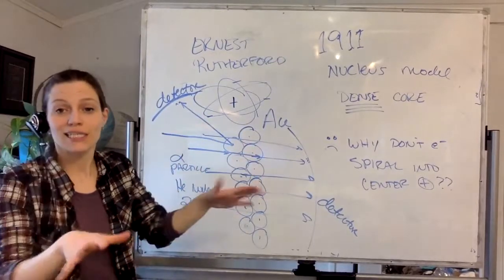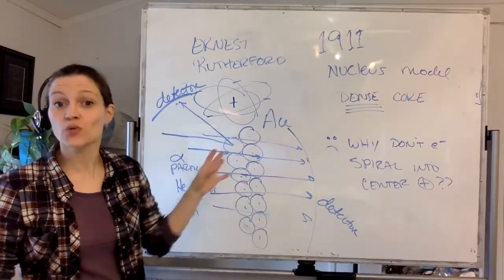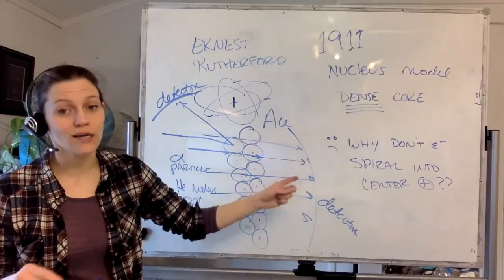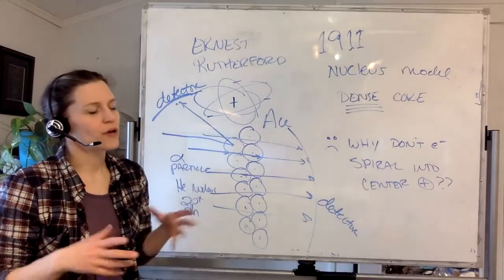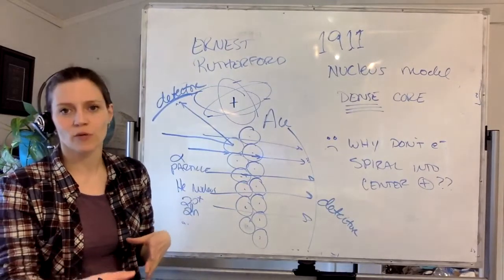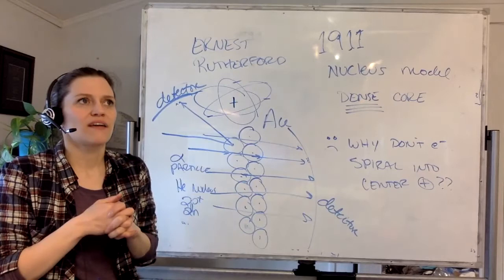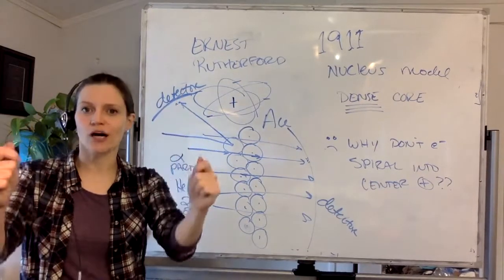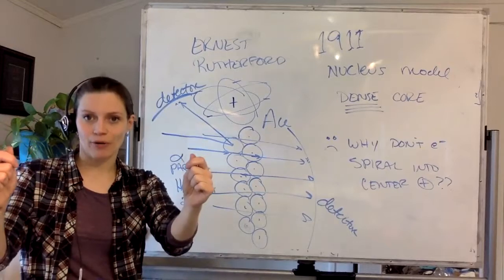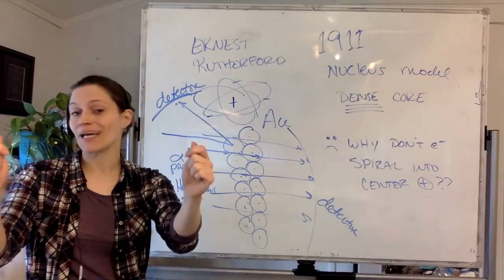Something's wrong, did it again. And granted, the majority of them are going to go straight through. Every once in a while, and it's that once in a while, you're going to have this deflection. And so Rutherford was quoted as saying, and you'll read this in the Bohr biography, that it is as if you shot a shell, a bullet, at a tissue paper and it ricocheted and came back and hit you.